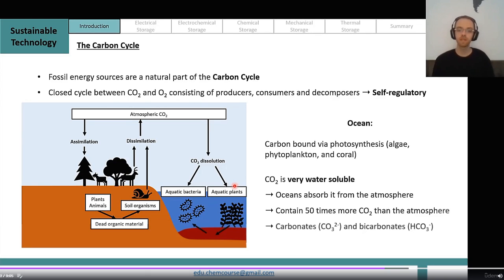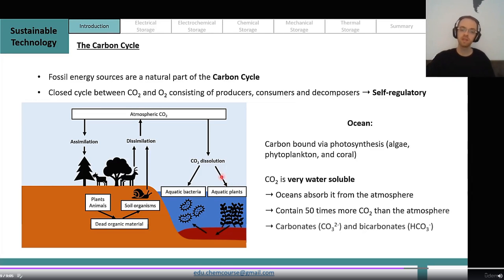However, don't be mistaken here. In the ocean, you will not find great amounts of the gas itself, but rather you will find chemical derivatives from it. So the so-called carbonates, CO3 2-, or bicarbonates, HCO3-.